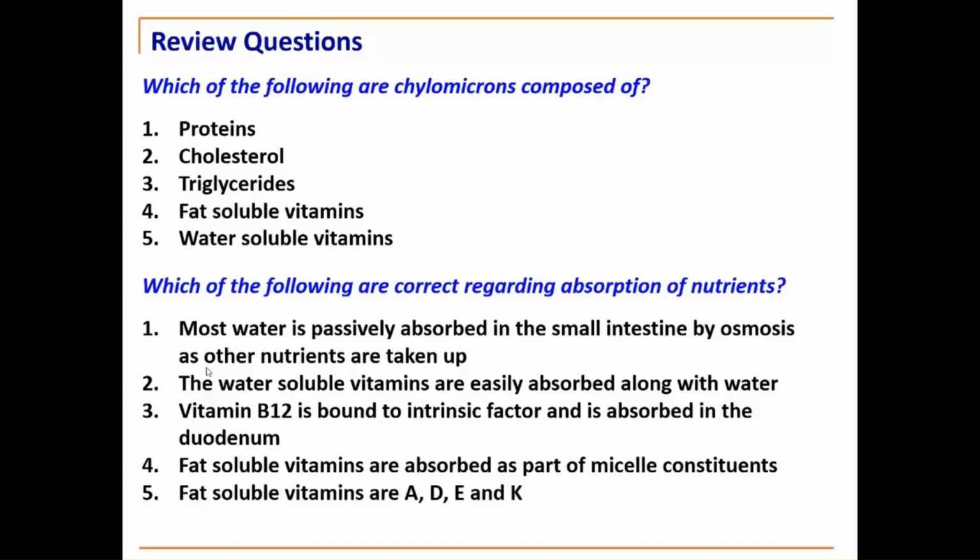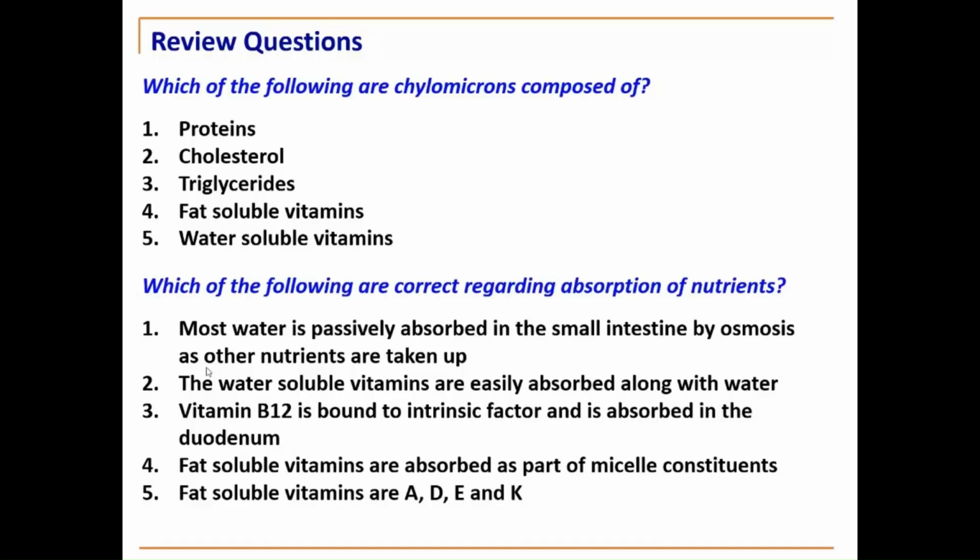Which of the following are correct regarding absorption of nutrients? Most water is passively absorbed in the small intestine by osmosis as other nutrients are taken up. That is correct. Number 2, the water-soluble vitamins are easily absorbed along with water. That is correct. Quite logical, really. Vitamin B12 is bound to intrinsic factor and is absorbed in the duodenum. That's incorrect. Vitamin B12 is, of course, absorbed in the terminal ileum.